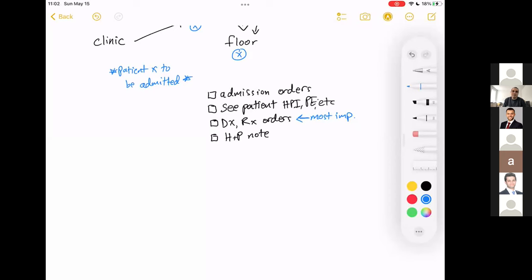And we learned them in medical school: not written, not done. Yeah, this is it. Not written, not done. You didn't write it, it's never going to be done if you don't put in the order.